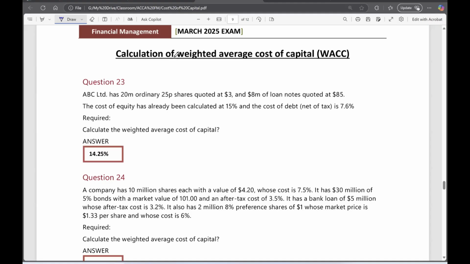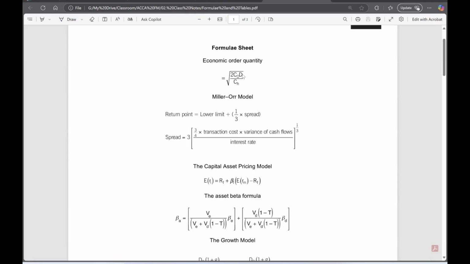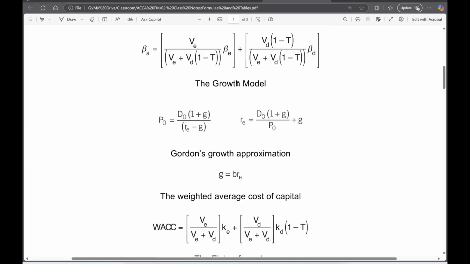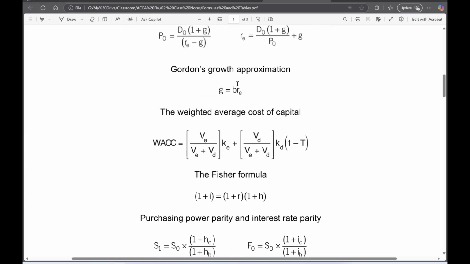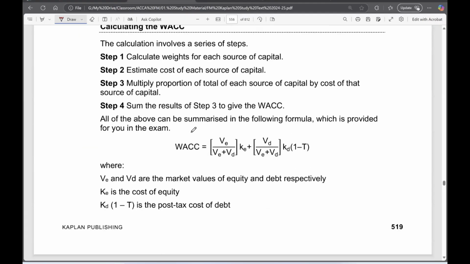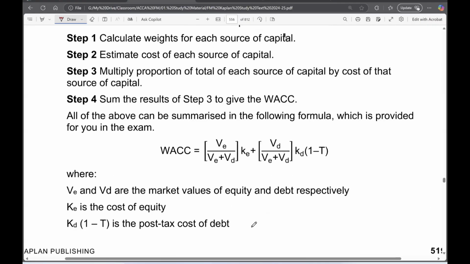Now, how to calculate the WACC? By the way, to calculate the WACC, we have a formula, and this formula will be provided in your exam formula sheet. Look, this is the formula sheet, and you can see here's the formula which is given to you for the WACC. What it basically means, I will try to explain logically. So how to find the WACC? Same formula, which will be provided to you.